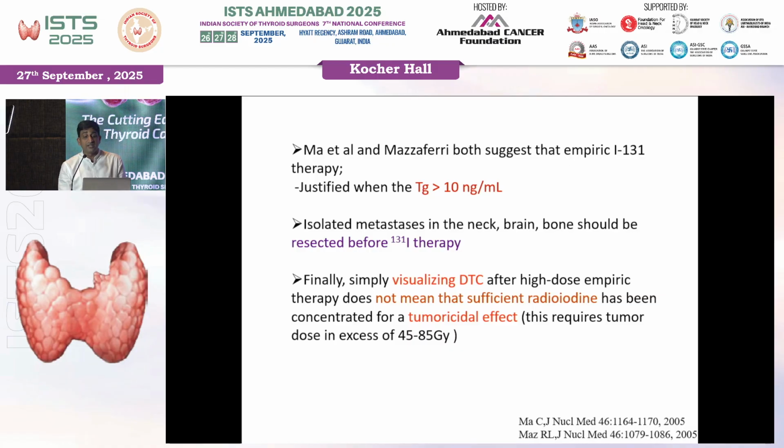Finally, simply visualizing the differentiated thyroid cancer after the high dose iodine therapy doesn't mean that sufficient radioiodine has been concentrated for the tumoricidal effect, because the tumor cells have not acquired a sufficient amount of radioiodine to kill those cells.